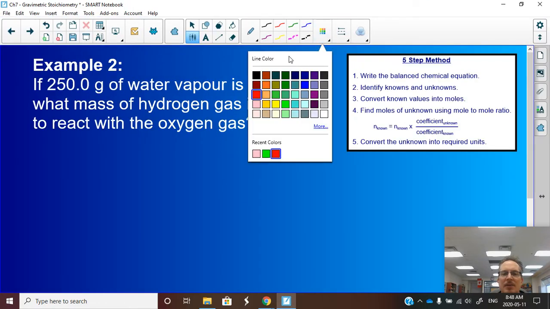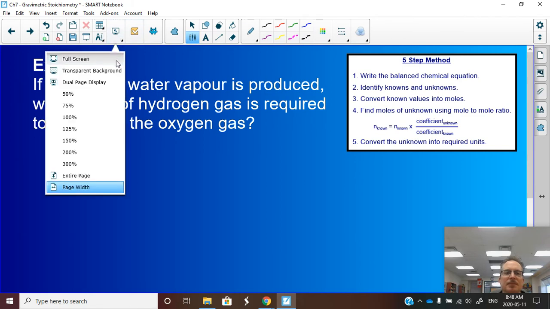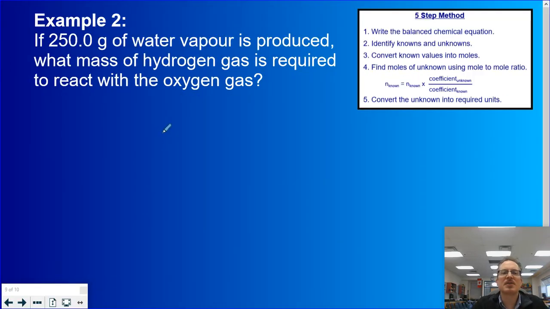So the first thing I'm going to do is go back to my lime green pen. So if 250 grams of water vapor is produced, we're going to do the same question over again for the equation. So H2 gas plus O2 gas goes to water vapor. So two H's, one O, two O's. So I'm going to need a 2 here. Now I have 4 hydrogens on the right. I'm going to need 4 hydrogens on the left.